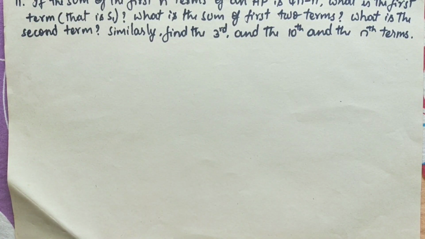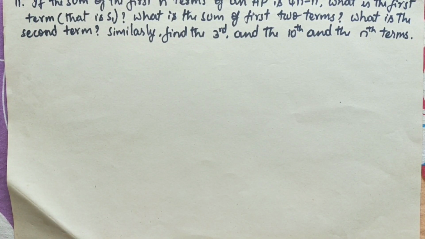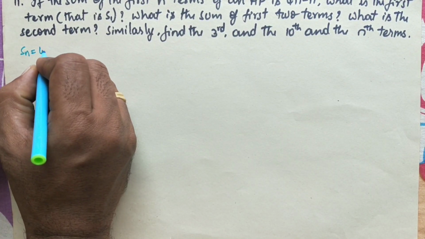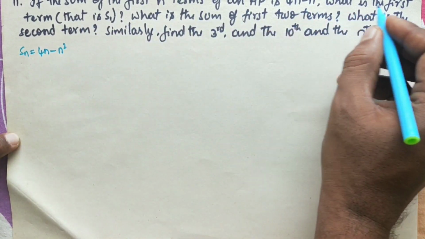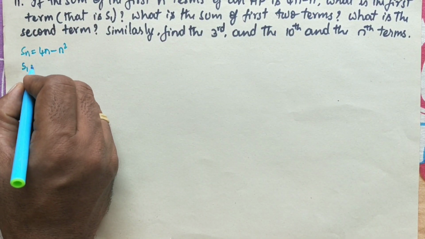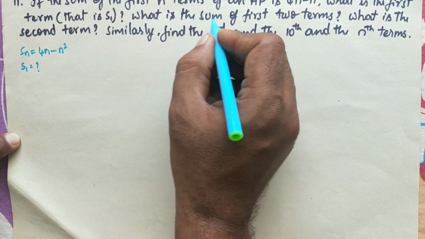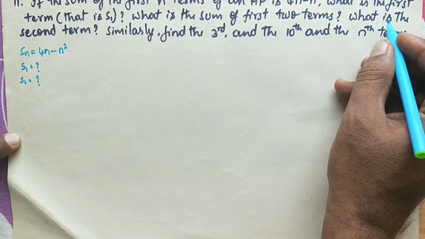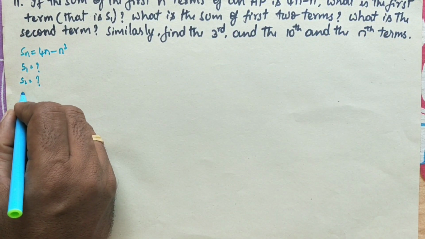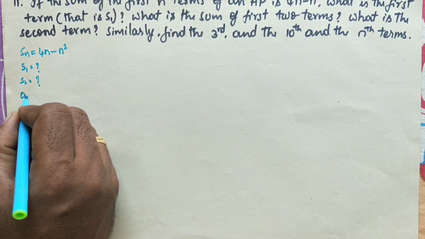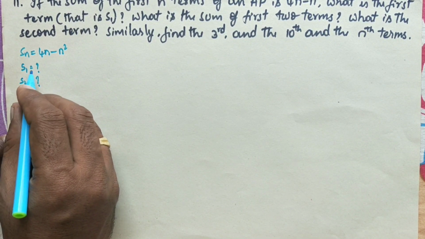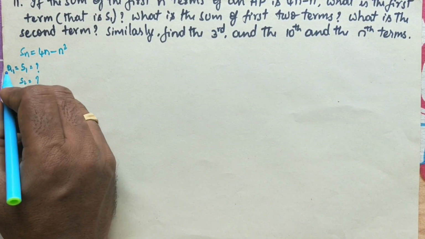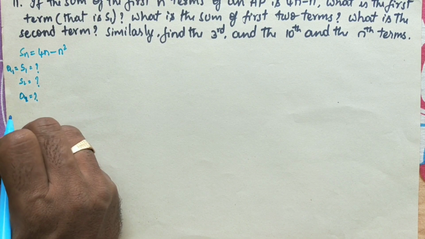If the sum of first n terms of an AP is 4n minus n square, that is Sn is equal to 4n minus n square, what is the first term? That is S1 is equal to question mark. What is the sum of first two terms? S2 is equal to question mark. What is the second term? That is A2 is equal to question mark. Here S1 is nothing but A1. A1 is equal to S1. So we should find A1, A2, S2.